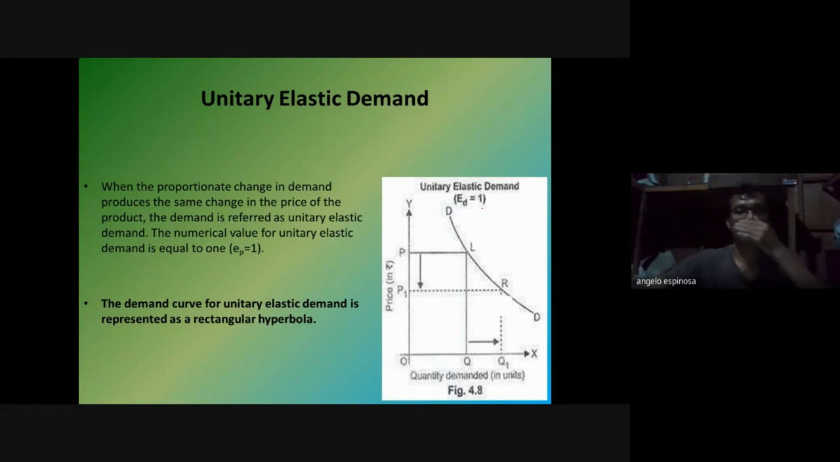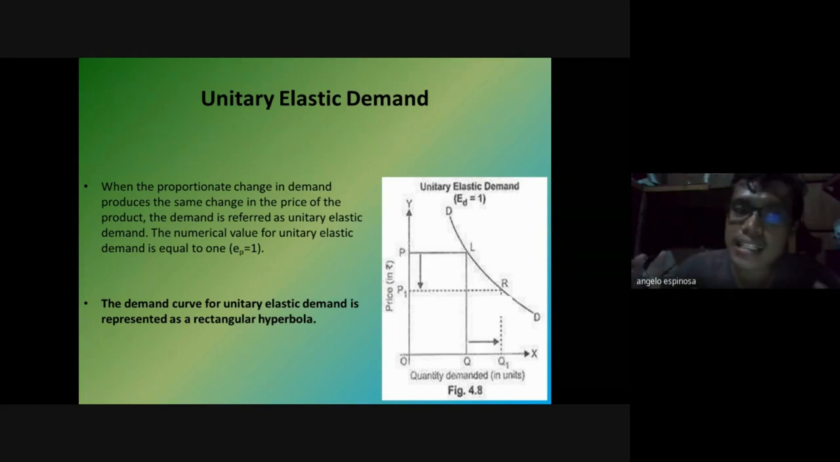So let's go now to unitary elastic demand. So, ano ibig sabihin ng unitary? Ano ibig sabihin ng unitary elastic demand? So, pag-uusapan natin kung ano yung unitary elastic demand. So, kanina we have perfectly elastic at saka perfectly inelastic. Kaya siya naging inelastic kasi yung in is no elastic demand. So, no change in the quantity demand. Ganon. Okay? So, let's go now to unitary elastic or unit elastic.